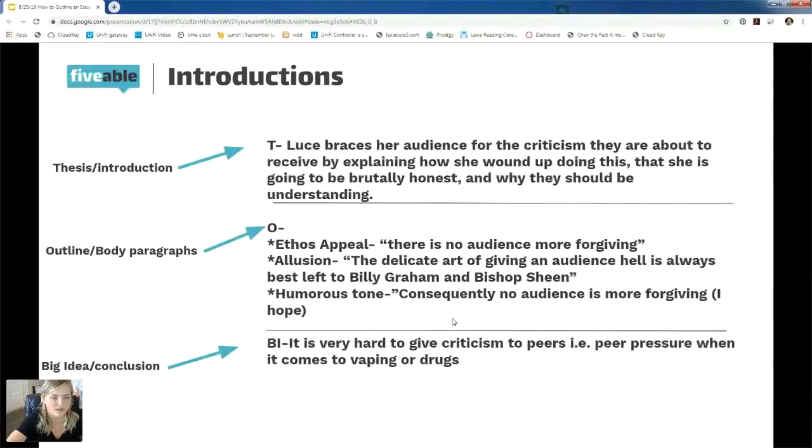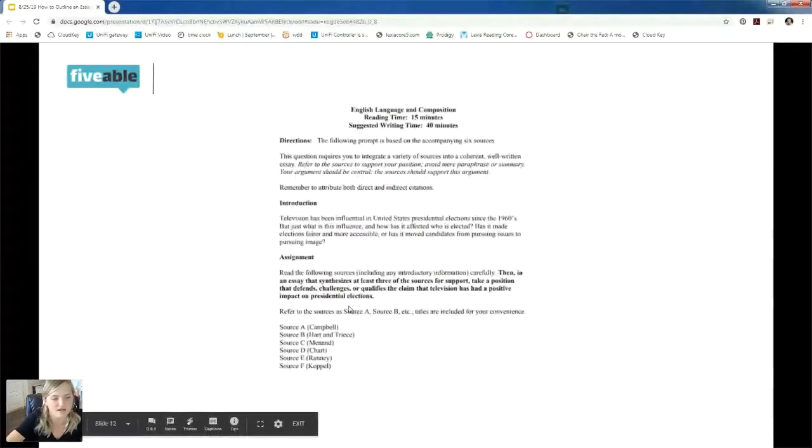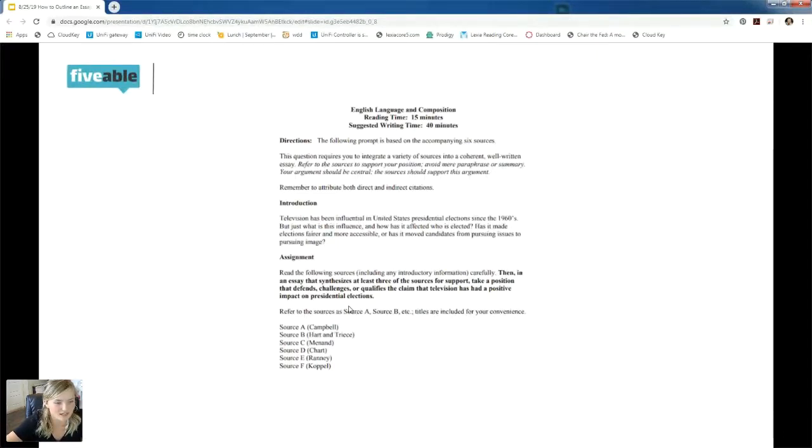So I just put, it's very hard to give criticism to peers, i.e. peer pressure when it comes to vaping or drugs. So just anything you can do to make it matter today. So I just gave you an example of how to Toby an argument and rhetorical, and then we're going to do a synthesis, and then I'll have you guys help me with one if anybody is still here. And if not, I'll just show you in real time how I make a Toby.